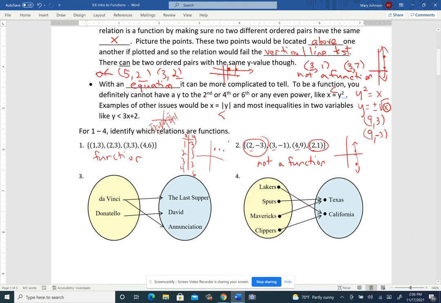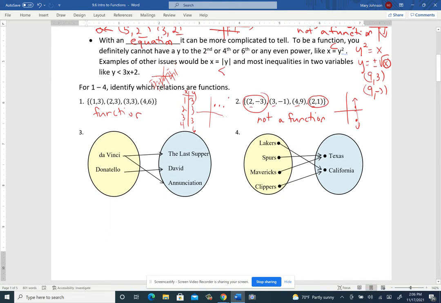Now, this representation is called a mapping. Both of these are mappings. Whatever's in the circle where the arrows are coming from is like your x's, and these are like your y's. So if you take a particular x, like Da Vinci, see how Da Vinci has both the Last Supper and the Annunciation matched up with him? Right there, the fact you have two arrows coming out of one x value, that's not a function. You have an x with more than one y.